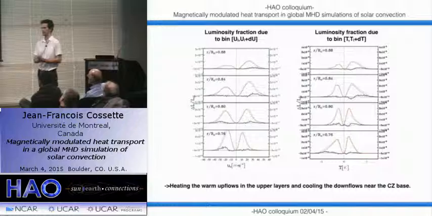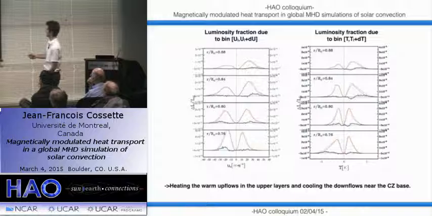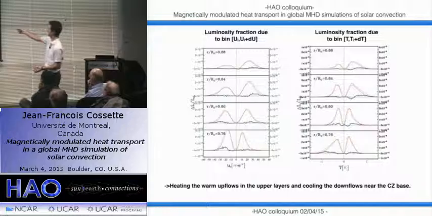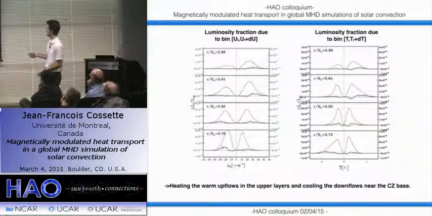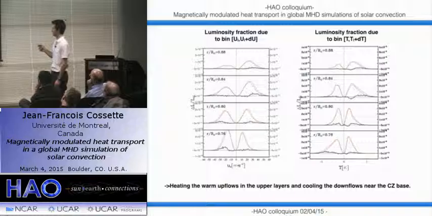So again, if I look at the contribution of each velocity bin and each temperature bin to the luminosity, we really find that the heating of the warm upflows in the upper part and cooling of the downflows in the lower parts is really what causes the luminosity to change.